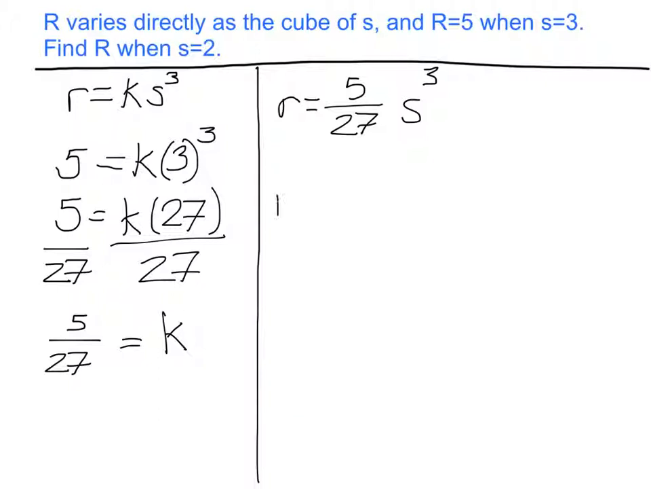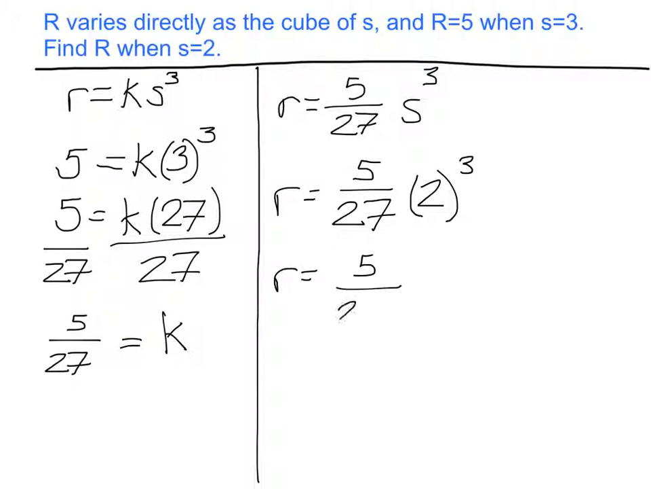So I'm going to write r equal to 5 over 27 times s. And s is 2, so I'm going to put in a 2 here. Raised to the third power. I'm going to rewrite this now that I know that I have 5 over 27 times 2 to the third. 2 to the third is 8, so I'm going to do times 8. Now, I recognize that 8 times 5 is going to be 40, so now I have r equal to 40 over 27.